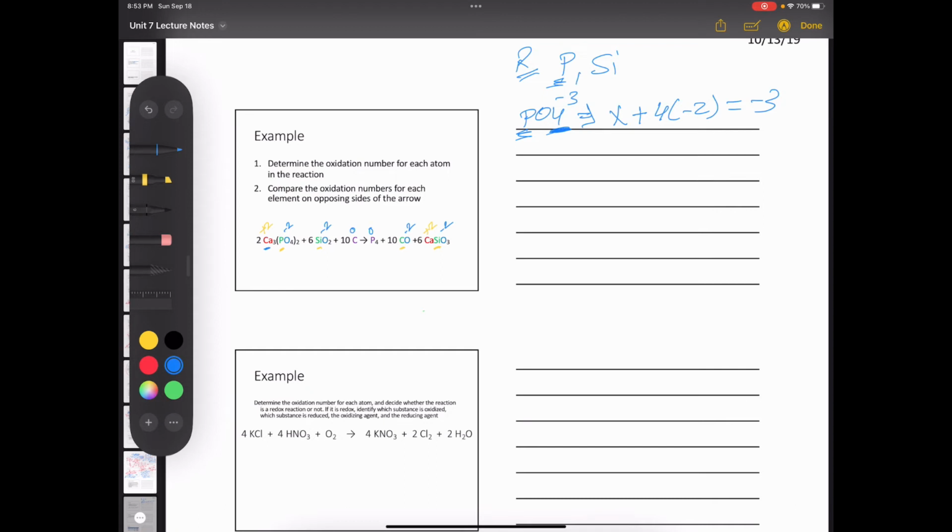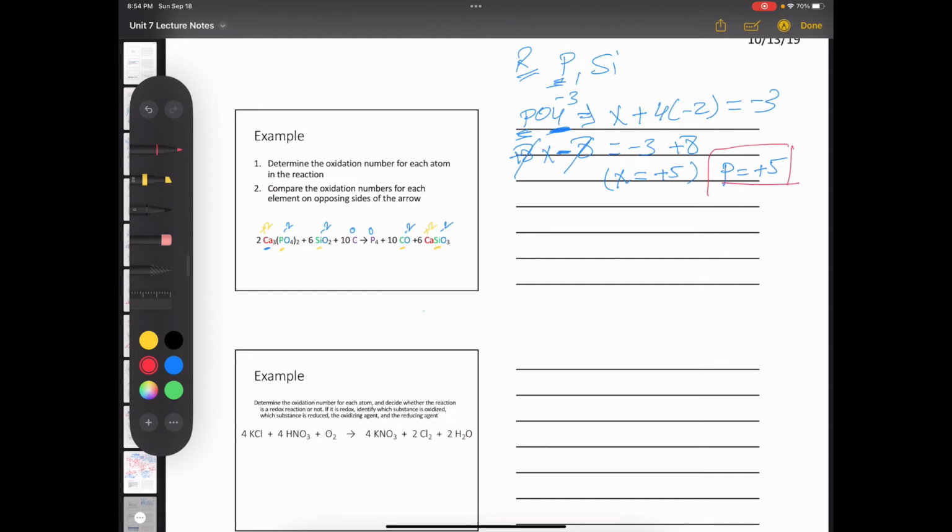So let's try to solve for x. x - 8 equals -3. What I will do is add 8 on both sides, so I can get rid of the 8 with the x, and x will be +5. So the oxidation number for the phosphorus is +5. And I'm going to box this one.